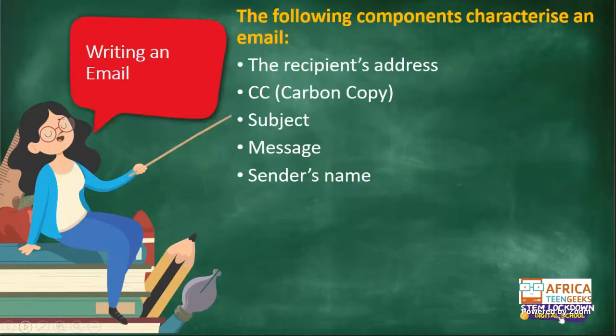But before we move on to writing an electronic mail, let's look at actually writing an email on paper, right? The following components characterize an email. So when you're writing it on paper, the following components are important. The recipient's address is always important because you need to know exactly who you are sending the letter to, and you need to know the email address for this purpose. Another thing is the carbon copy, CC. So if you are sending someone an email, you can always copy someone onto that email. But I'll give you details as we move along just now.